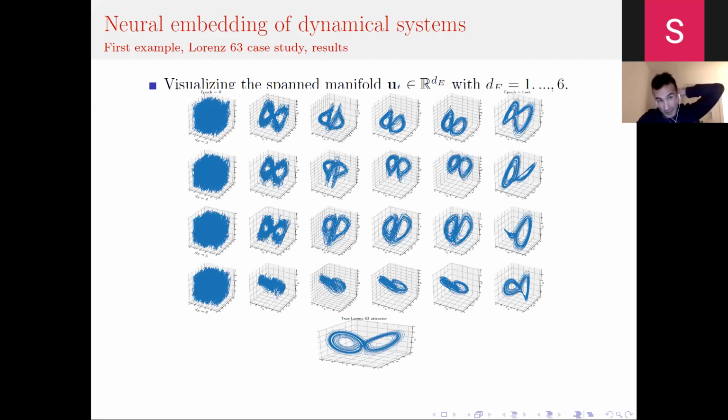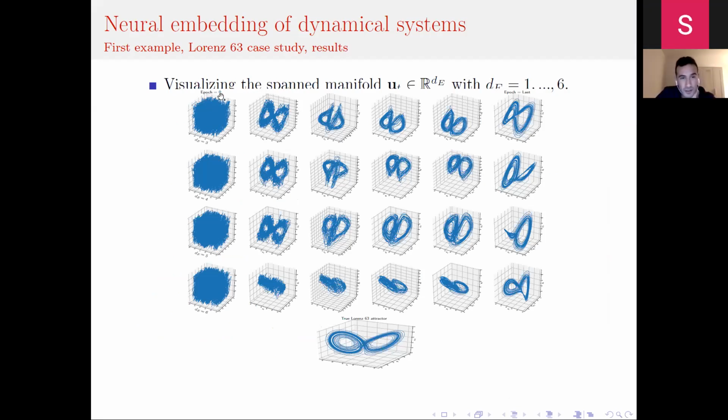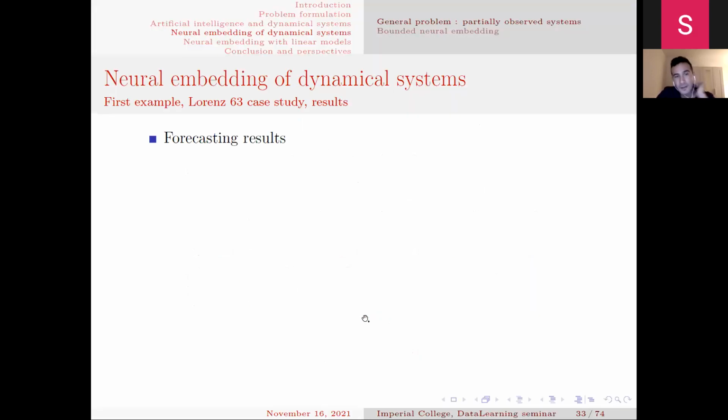And what actually happens is that epoch 0 here is before starting the optimization. So we start up with pretty much noise on the initial conditions of the latent states. As we minimize the forecast of the observations and as we optimize the dynamical system, we end up with pretty much a reconstruction of the actual Lorenz 63 attractor. We also end up with a dynamical system that can be used to forecast the observations.